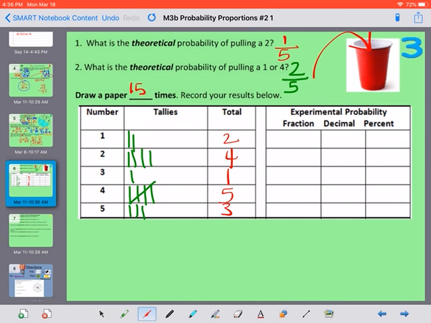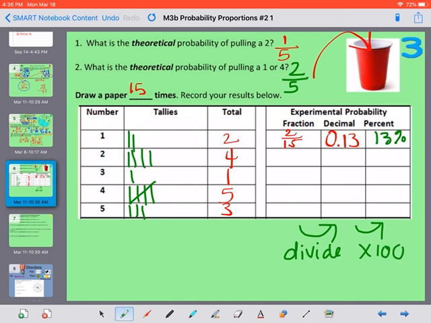So now we're calculating our experimental probability. Based on this experiment, what's our probability as a fraction, decimal, and percent? So we know our total is 15, so this was 2 out of 15. We can't simplify that, but we can convert it to a decimal. 2 divided by 15 is 0.13. I'm just going to round to 2 decimals. And then multiply by 100, we get 13%. So from here to here, we're plugging in our calculator and dividing. And then from here to here, we're multiplying by 100 to get to the percent.